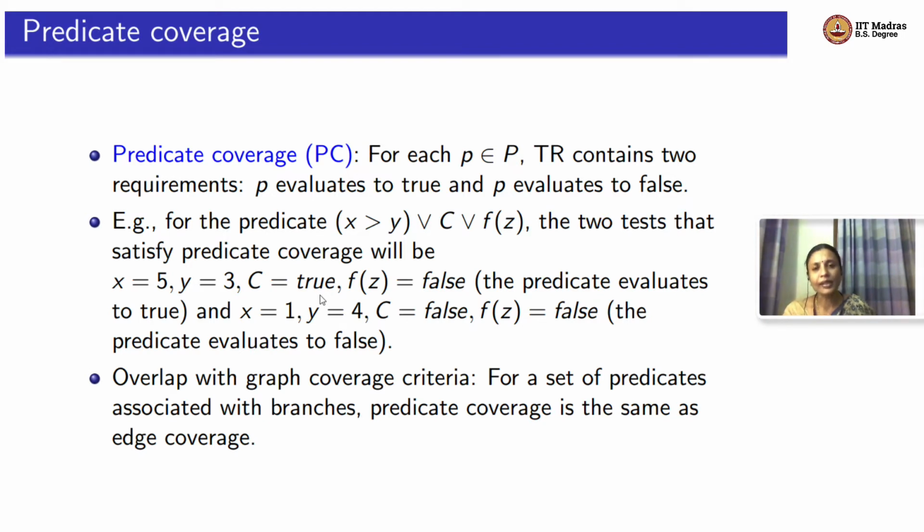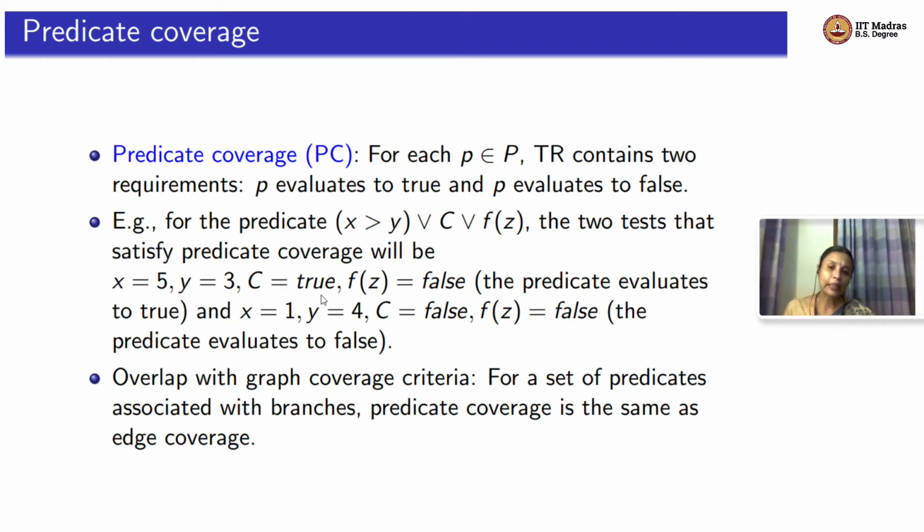Test requirement says for every predicate in the collection of predicates that you have, make the predicate true once and make the predicate false once. Assign values like this. So if you remember, what will this do? Suppose this was occurring as the label of an if statement. It will end up taking the true branch of the if statement once, and it will end up taking the false branch of the if statement once.